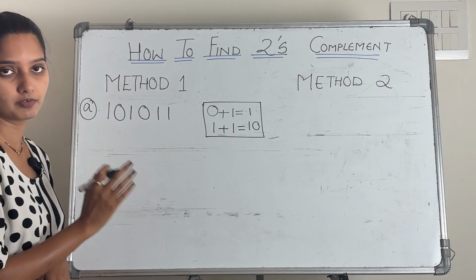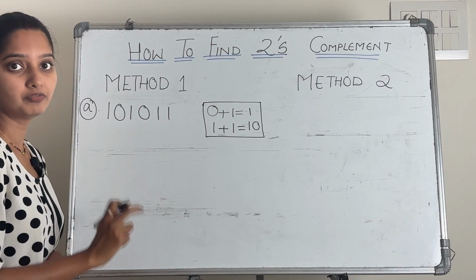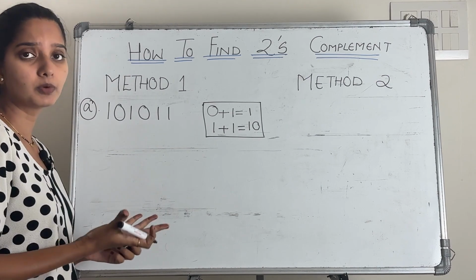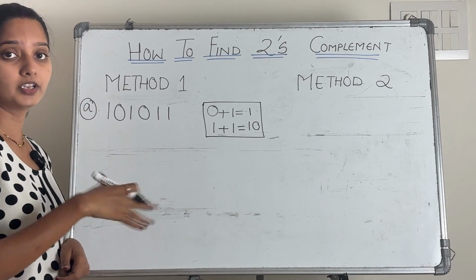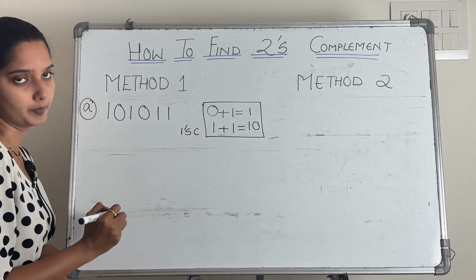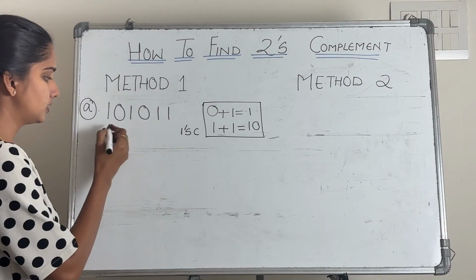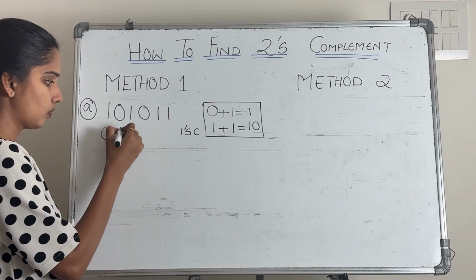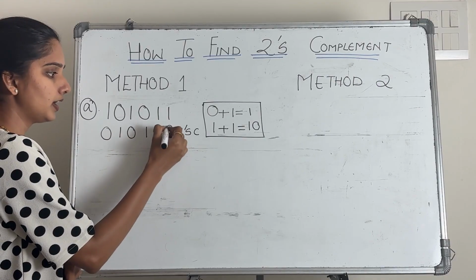Whenever a question is given to you to find the 2's complement, the very first step is to find the 1's complement. So 1's complement means what? You're going to take the opposite number. So first we'll take the 1's complement. So the opposite of 1 is 0, then 1, 0, 1, 0 and 0.